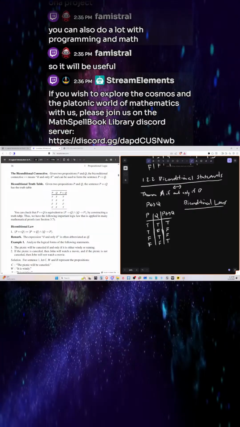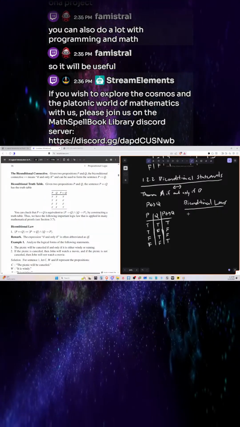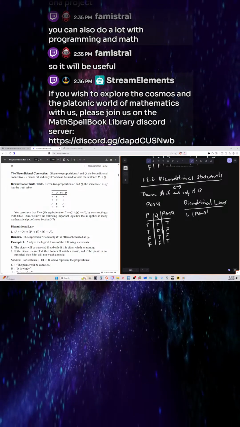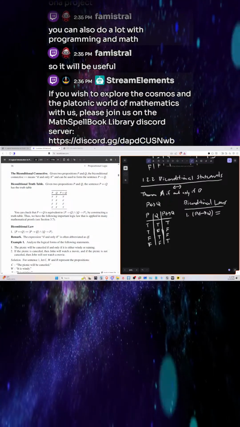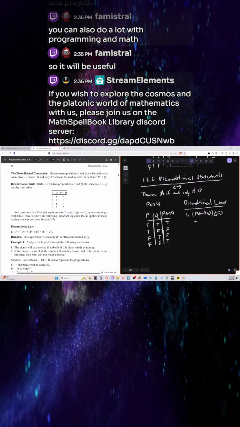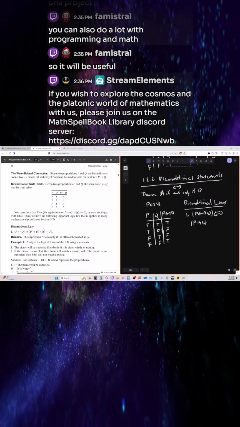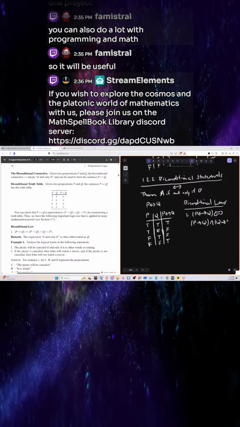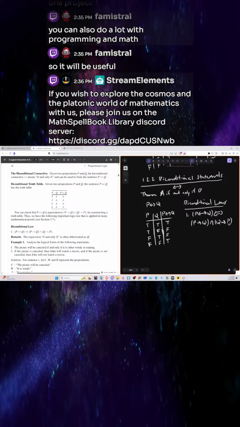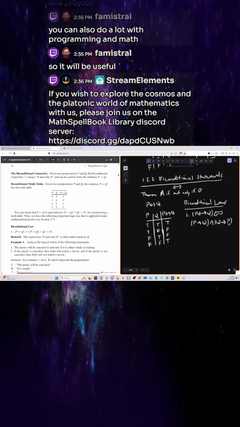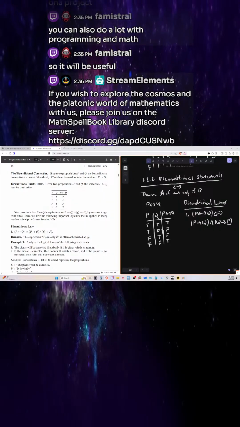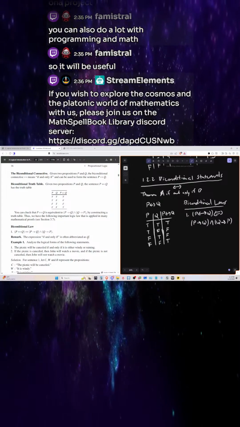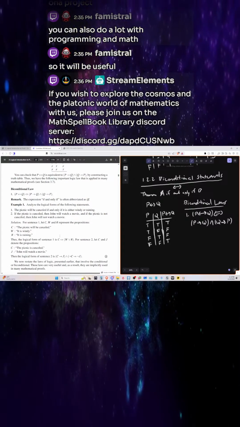Okay, so P. The expression if and only if is used. Oh, we have an abbreviation for it. I think I've seen this one too, actually, whenever I read stuff.